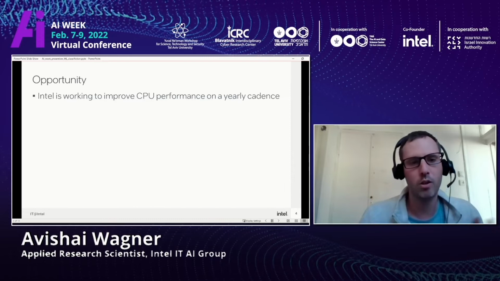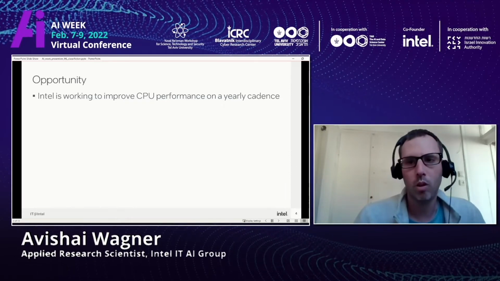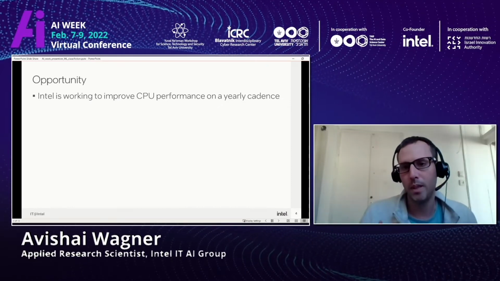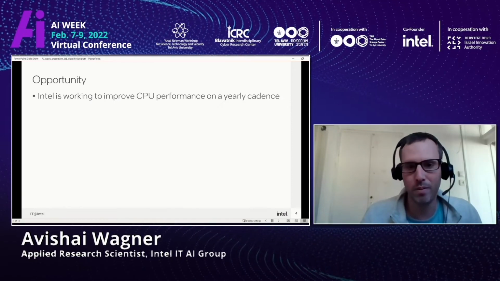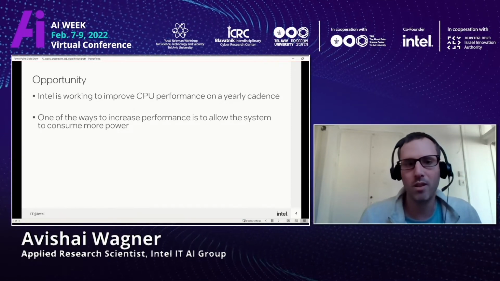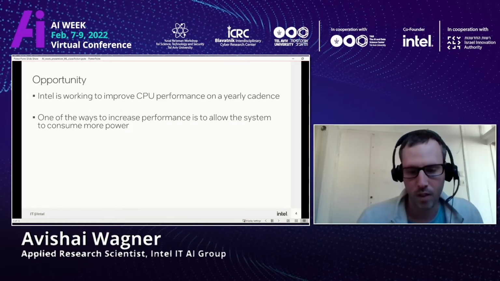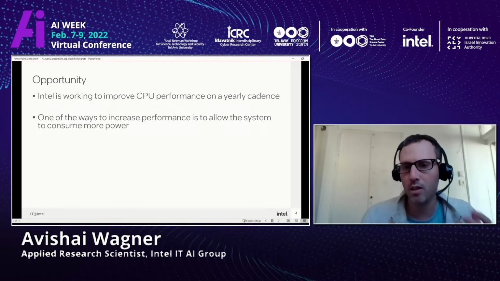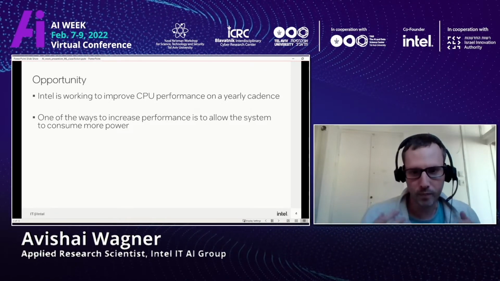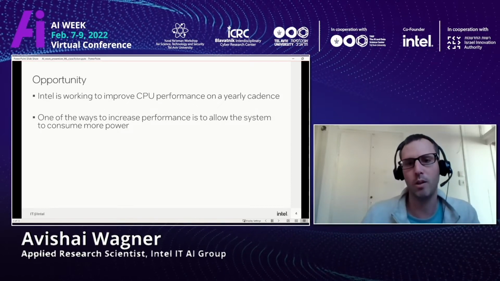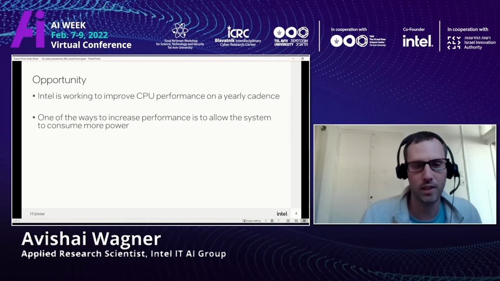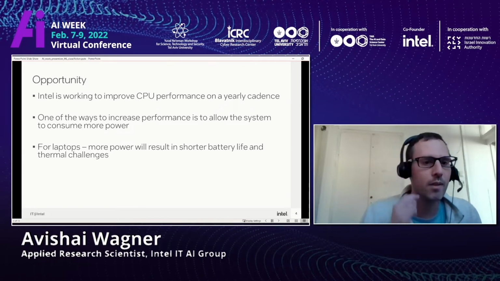So, first of all, some background. Intel is working to improve CPU performance on a yearly cadence. Each new product should be at least 10% faster than the previous product. One of the ways to do it is to allow the system to consume more power. However, performance is not the only thing that matters. We also care about, for example, battery life. It's nice to have high performance, but if your battery ends in 5 seconds, the product isn't worth too much. And there is a trade-off.